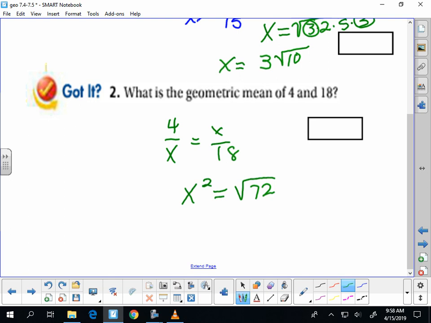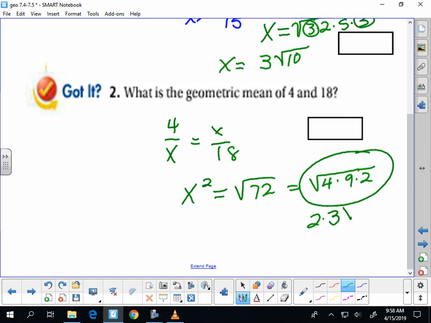Or you could have done x equals the square root of 4 times 18, which is 9 times 2. I prefer this way because I can then simplify. The square root of 4 is the number 2. The square root of 9 is the number 3. Can I do anything with this square root of 2 that's left in there? So I get 2 times 3, which is 6 square roots of 2.